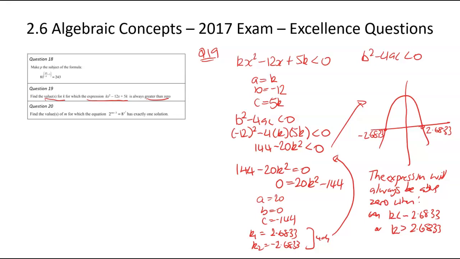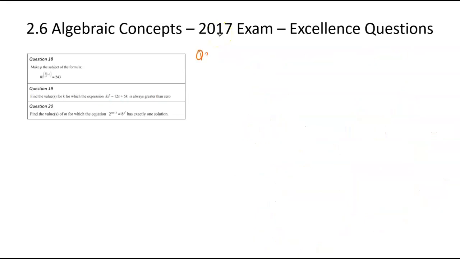Hopefully it makes sense. We are now up to question number 20, final question from the 2017 exam. Find the values for m when this particular equation has one solution. So we're going to start off with that idea of one solution, and that is when the discriminant is exactly equal to 0. b squared minus 4ac is equal to 0.